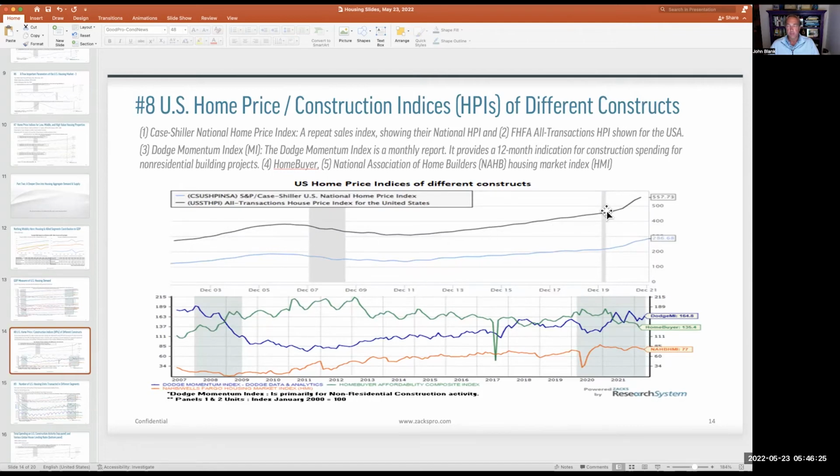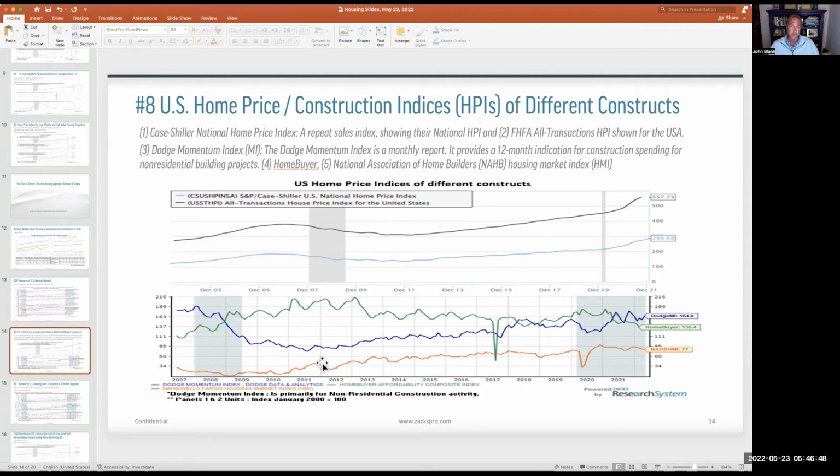This comes from FHFA, but as you can see, this is bearish because both are very high. No matter what you look at over time, the US house price indices are at record highs. This is the bearish case. Number 8, Case-Shiller National Home Price Index is at a record high. The FHFA all transaction home prices are also at record highs.